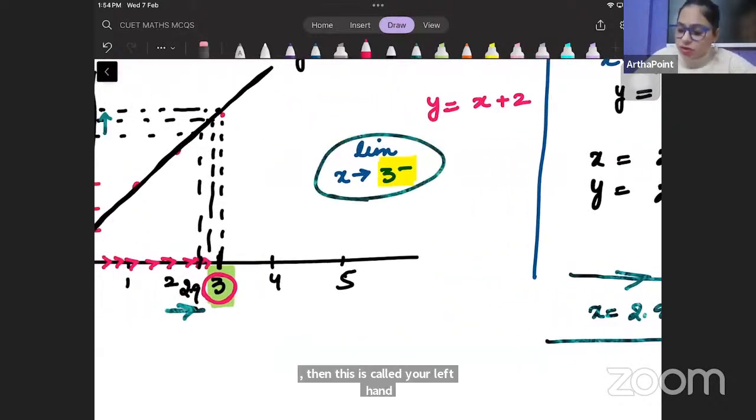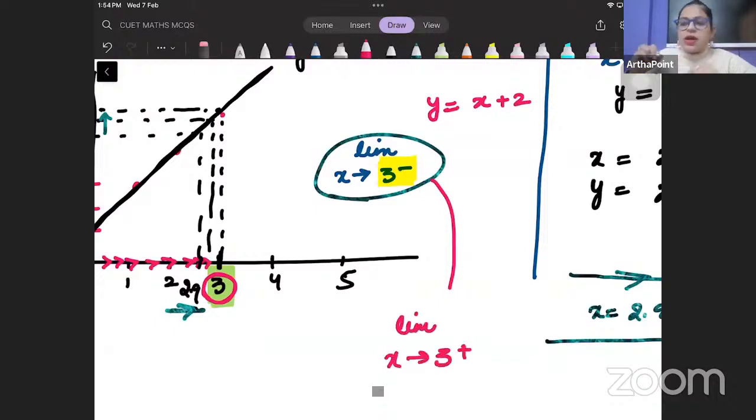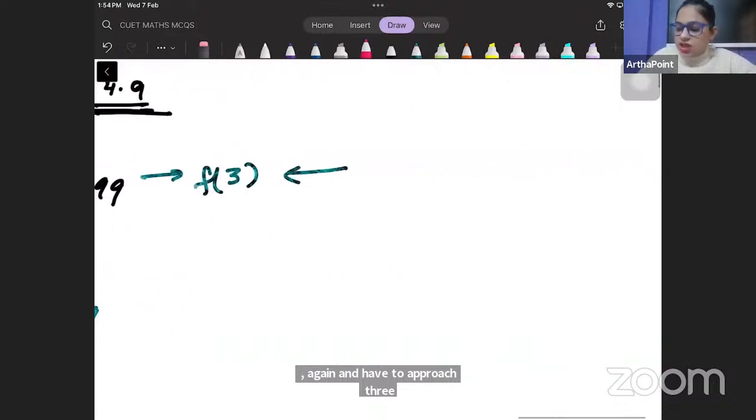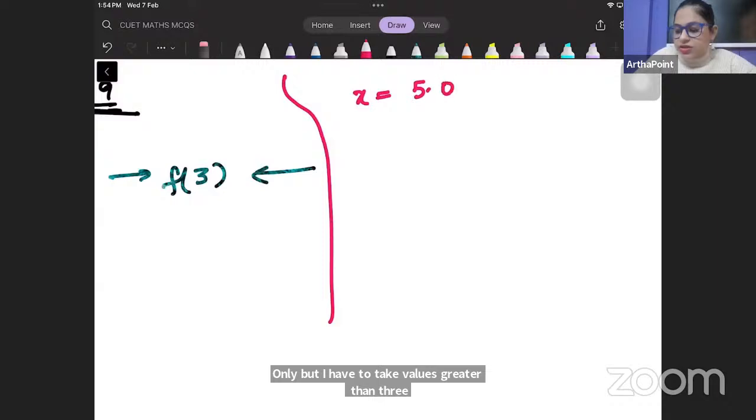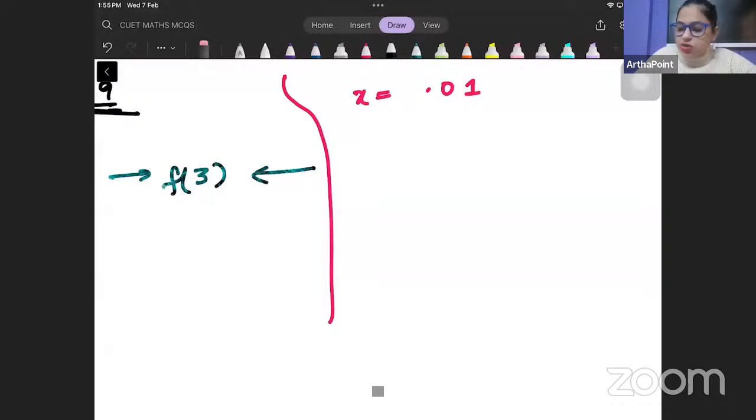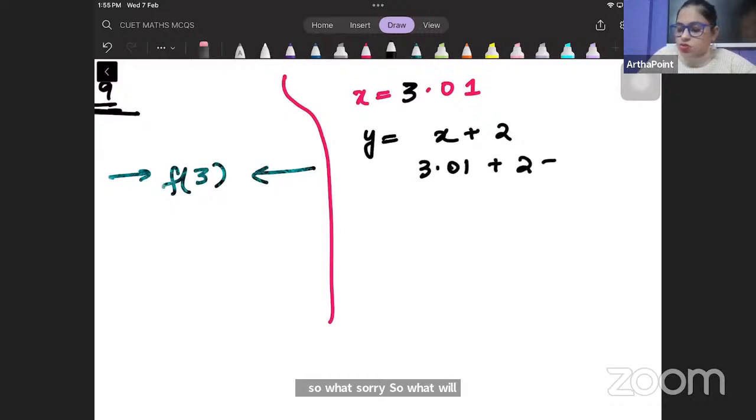Now beta, right hand limit, what is that? Limit x going to 3 plus. मतलब again I have to approach 3 only, but I have to take values greater than 3. Okay, let's take the value that my x will be 3.01. So what will be the value of my function? x plus 2. So 3.01 plus 2, so 5.01. Then मैं थोड़ा और 3 के पास जाती हूँ.